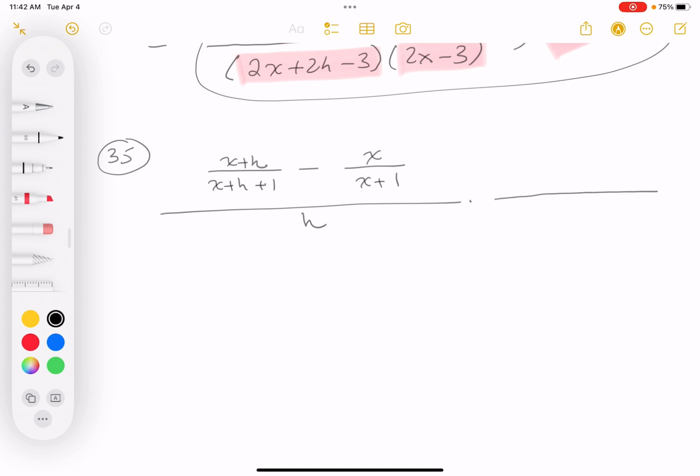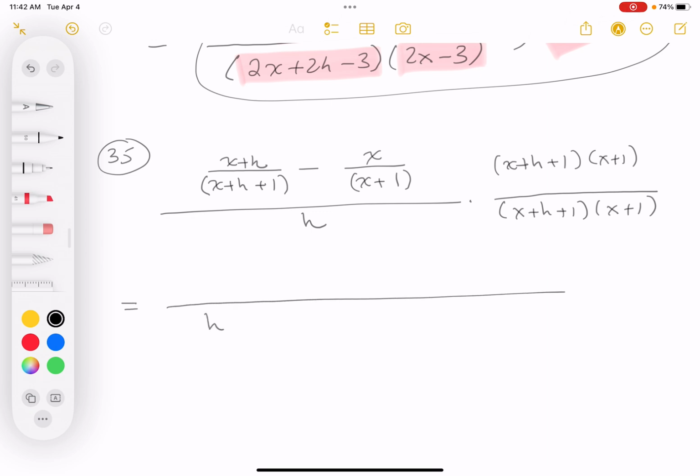But I'm going to multiply top and bottom by what's called the minor LCD. What's that going to be? x plus h plus 1 times x plus 1. And you're going to do that in top and bottom. You're not going to change this fraction at all. You're going to write an equivalent fraction with conditions that need to be met, by the way. Let's write this down. You get h, and then you get x plus h plus 1, and you get x plus 1.